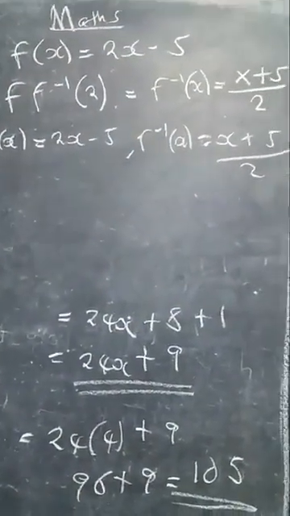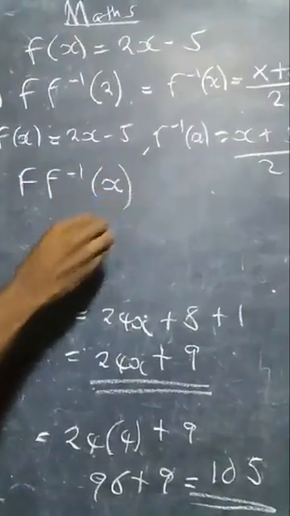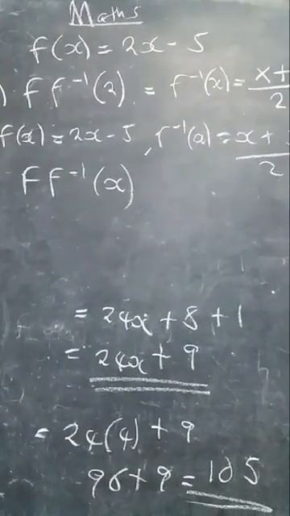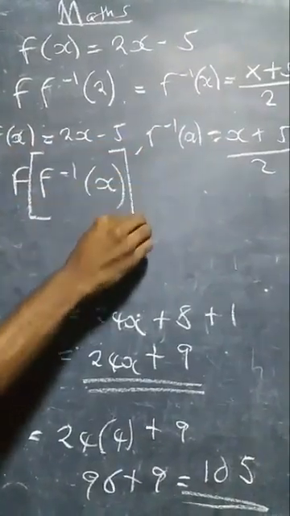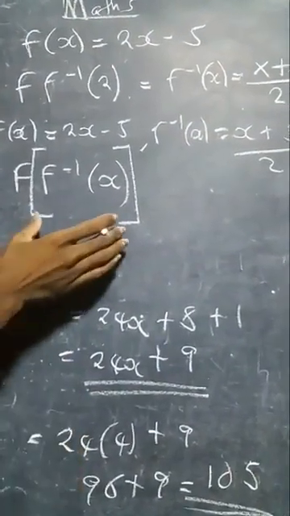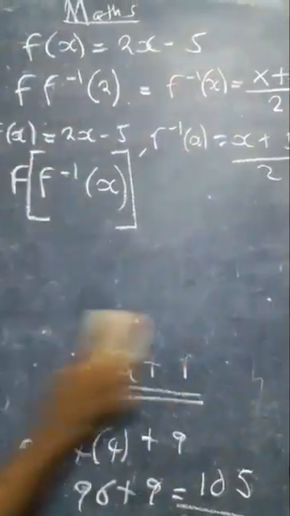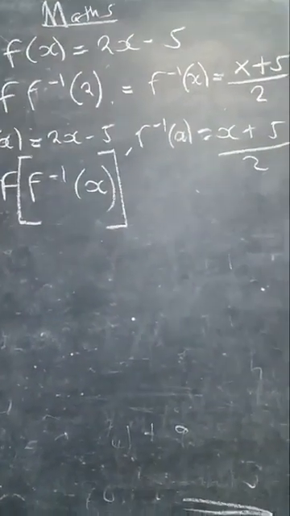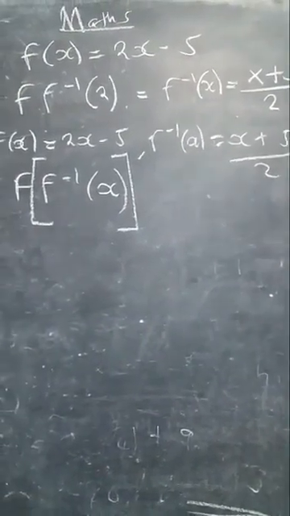So this can be written as f inverse of x. It's just the same. So this shows that these might be your brackets. So what do you do with these brackets? It's very simple and straightforward.